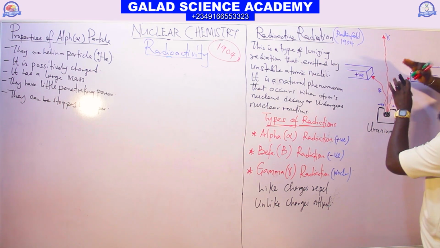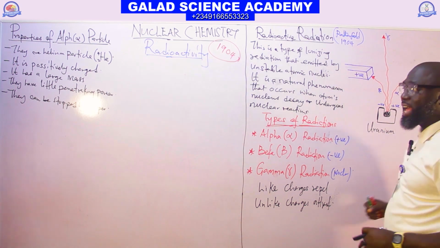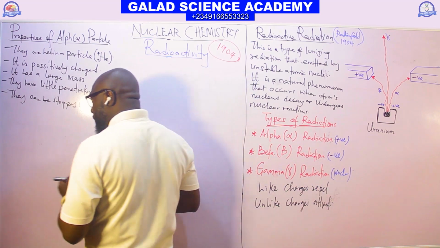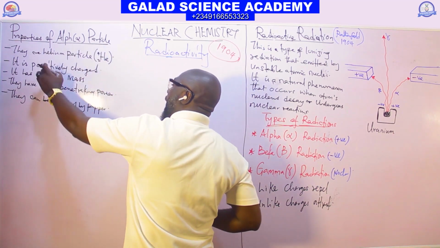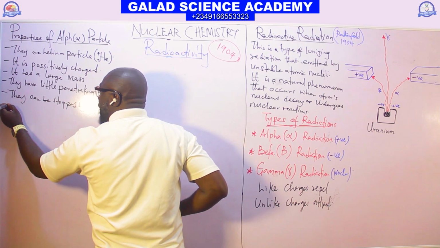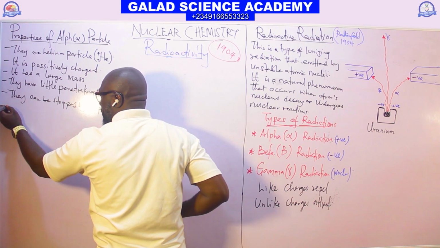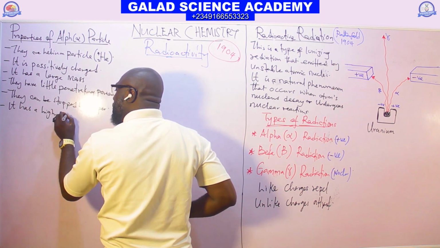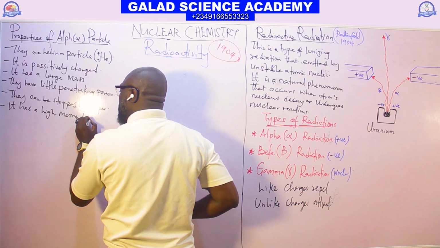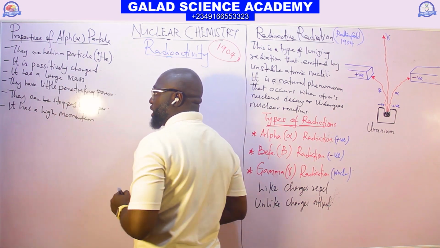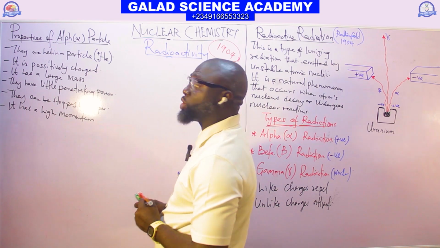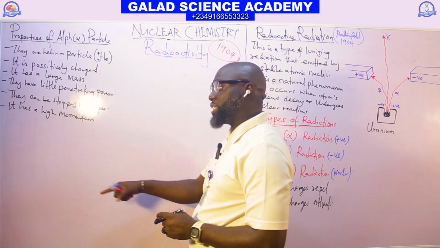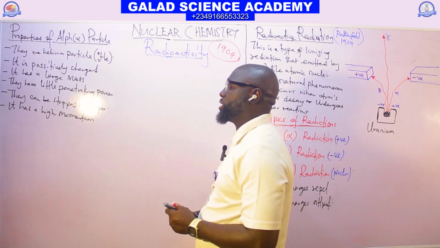In terms of penetrating power, the penetrating power of alpha is little. In fact, it's lower than that of beta, because it has high mass. So it also has high momentum, due to the high mass it possesses. The momentum is mass times velocity. And the alpha particle also has high velocity.